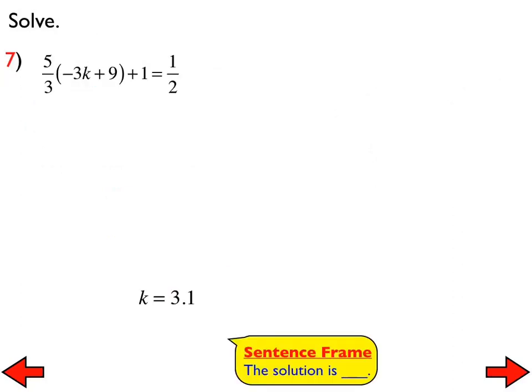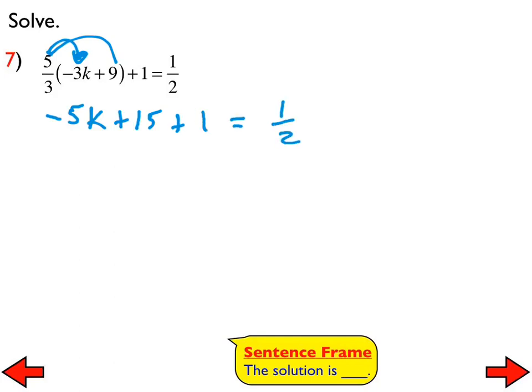We're going to do the same thing in number 7, but remember, before you can multiply everything by the common denominator, you have to use the distributive property first. So could I have all of you go ahead and do the distributive property? This times this is negative 5k. This times this is plus 15, plus 1 equals 1/2.